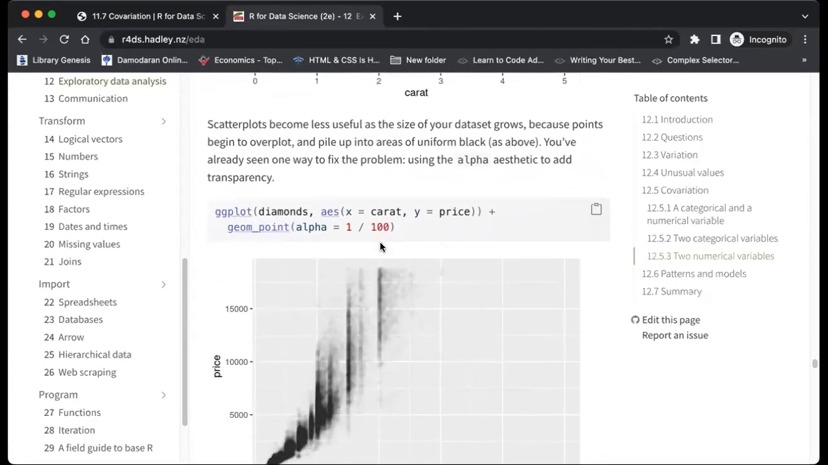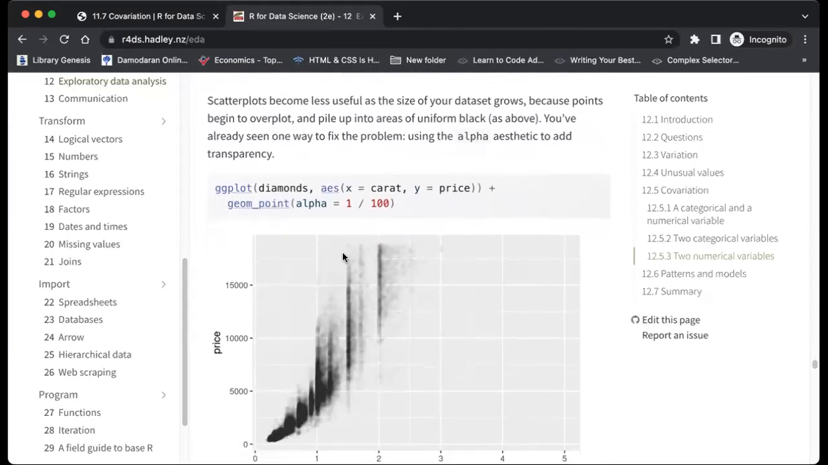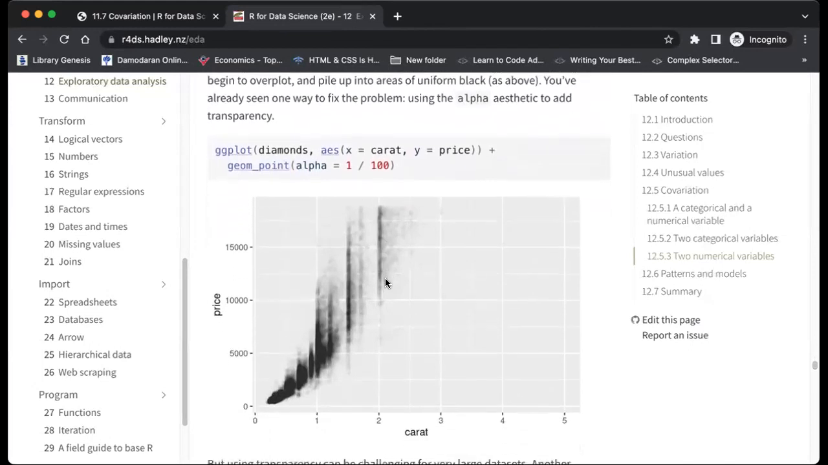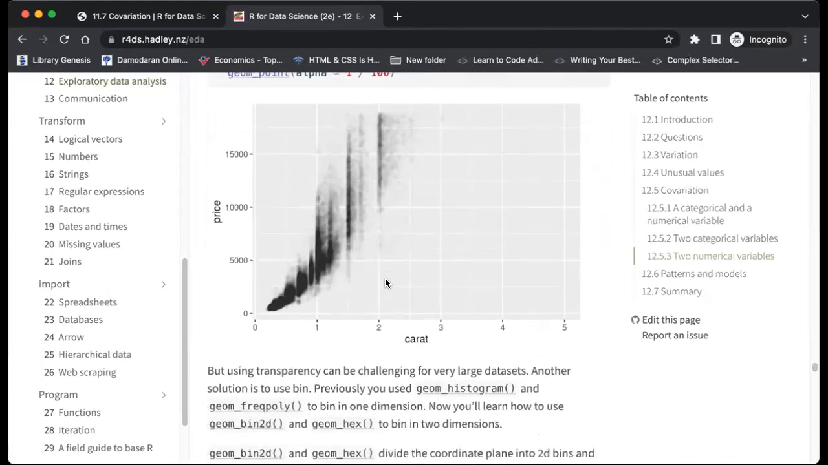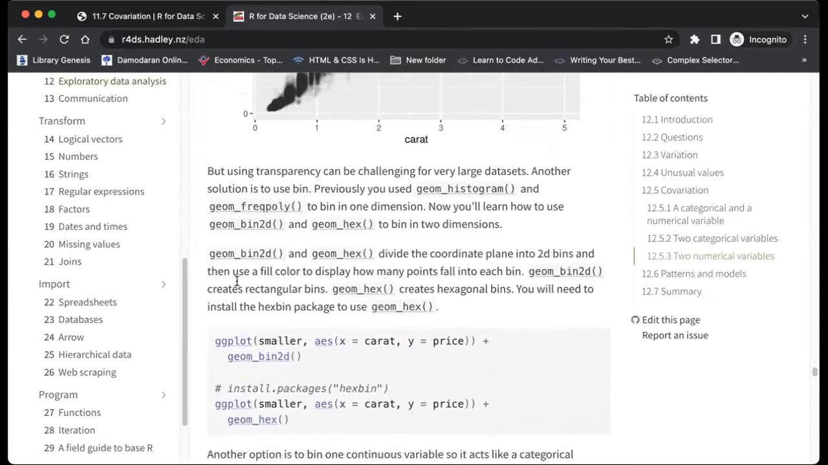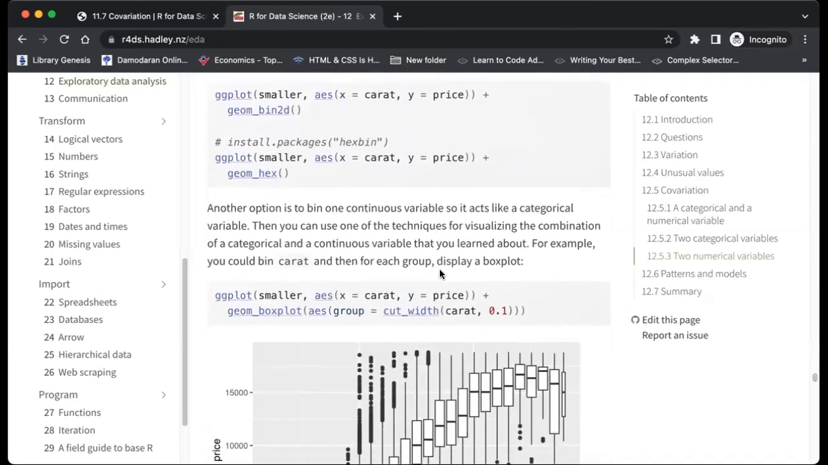So, yeah, then it suggests that the alpha makes it a bit lighter. But even with this, it's not very informative as well. So that's why they suggested these two functions, geom_bin2d and geom_hex, which divide the coordinate plane into bins and use colors to fill.